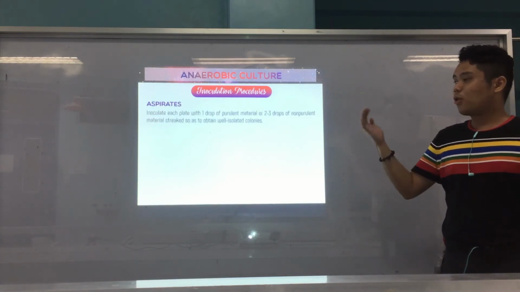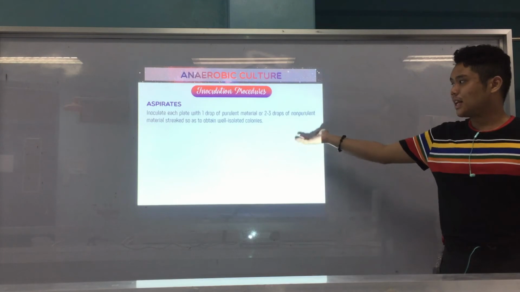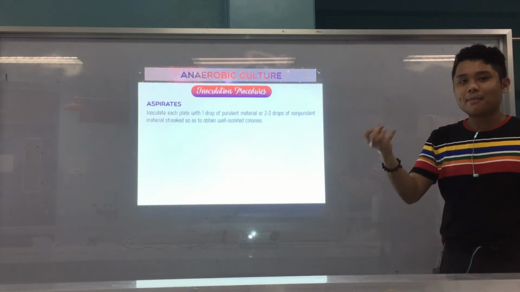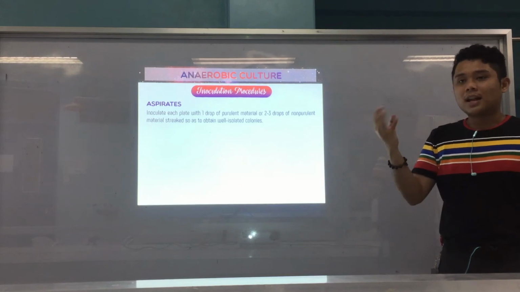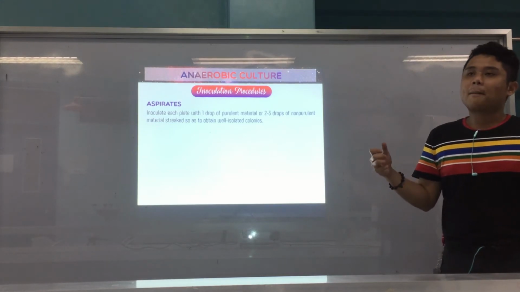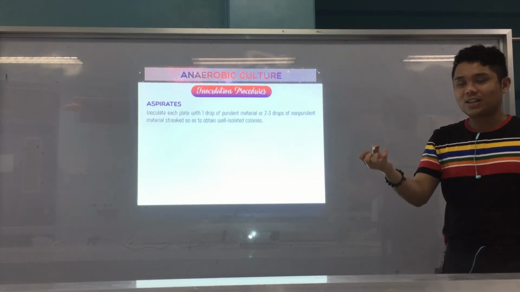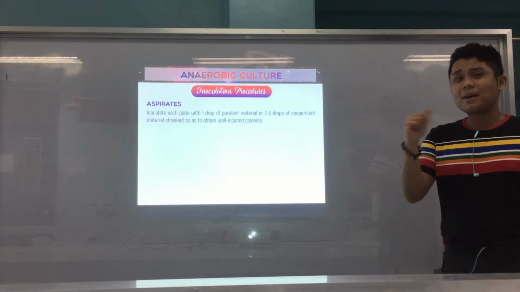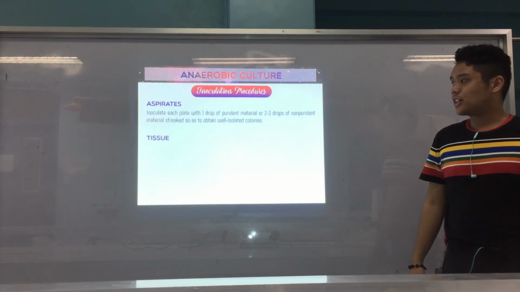So for aspirates, of course, 1 drop of the purulent material or 2 to 3 drops if non-purulent. So when you say purulent, medyo baga, medyo thick, daghang plema or na mga mucus, no? Mucoid ba siya? So 1 drop ra kay medyo thick na siya. Pero if non-purulent, 2 to 3 drops lang. And then streak for 3 quadrants to obtain well-isolated colonies.